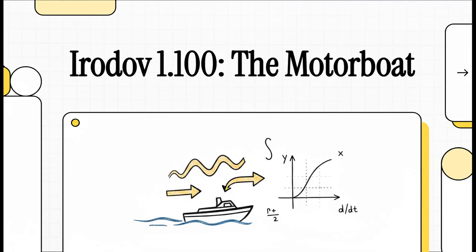All right, welcome. Today, we're going to tackle a real classic from the Irodov collection, Problem 1.100. And this one is great because it seems simple on the surface, but it teaches us an absolutely crucial lesson. What do you do when the forces in a problem aren't constant? This is where we go beyond just plugging numbers into formulas and really start to think like a physicist.